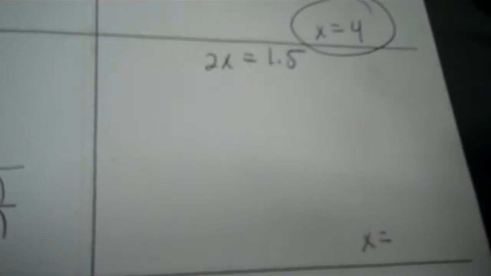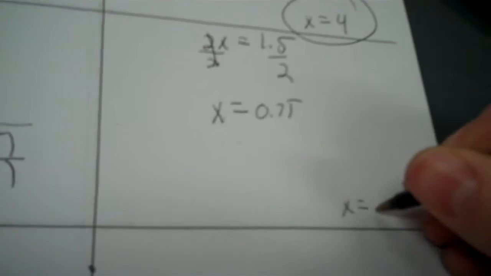And then to solve for the actual x, you need to divide by 2. Okay? So 1.5 divided by 2, 0.75. Okay? And that's your answer.